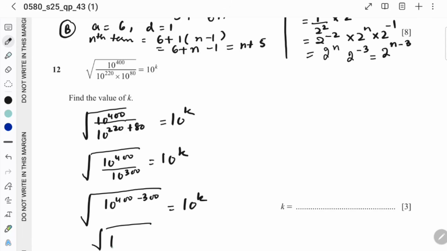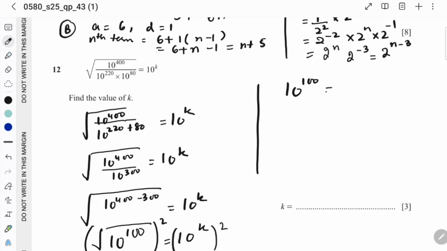Now you have 10 to the power 100 is equal to 10 to the power k. Now you know that if I'm going to remove the radical sign, it means I can square both the sides, or I can make the half power. So if you square both the sides, 10 to the power of 100 is equal to 10 to the power 2k. So 100 is equal to 2k, so k will be equal to 100 over 2, which is equal to 50.